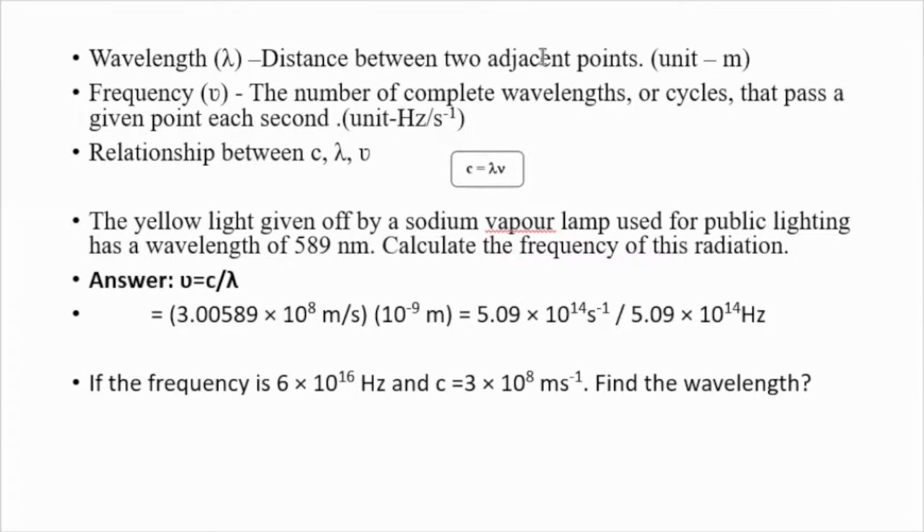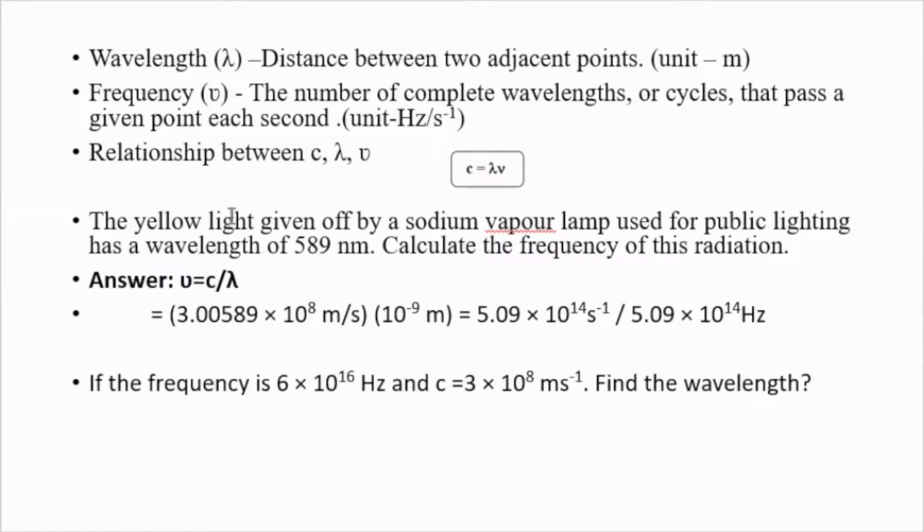So there is a relationship between velocity, the speed of light, wavelength and frequency. We call it c is equal to mu lambda. So this is one of the examples which I did.